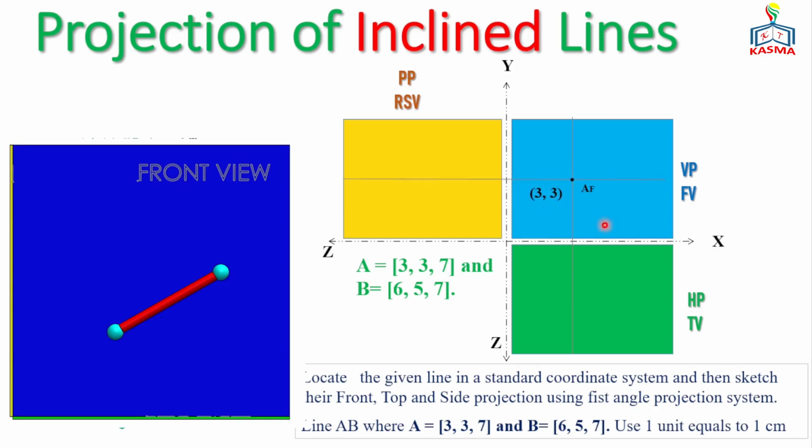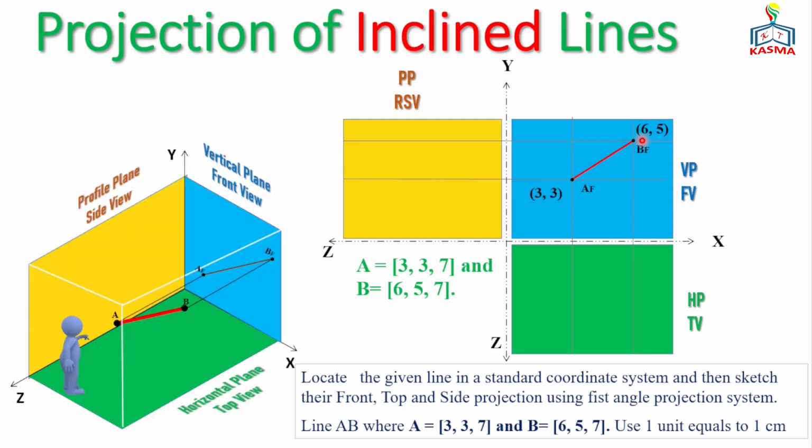And then the location of point B will be, in the X it is just 6, and in the Y it's 5. That means in the X from here to here it will be 6, and in the Y it will be 5, just like this one. So if you point out the two locations, then we can connect them. Then finally, once you connect that line, you'll get the projections of the given line. As you see here, it's an inclined line. So since it is parallel to the vertical plane, that means it is with a true length.